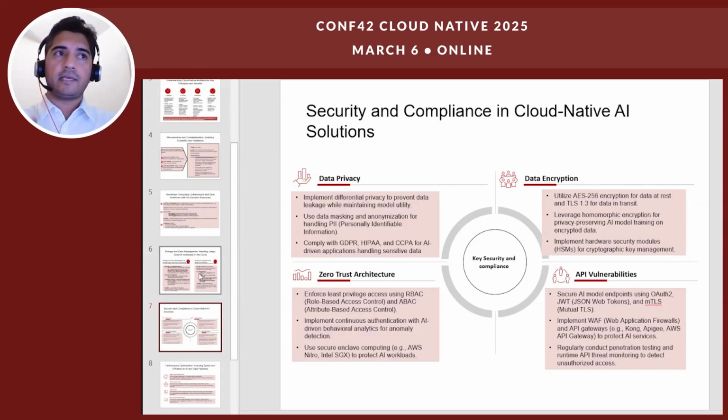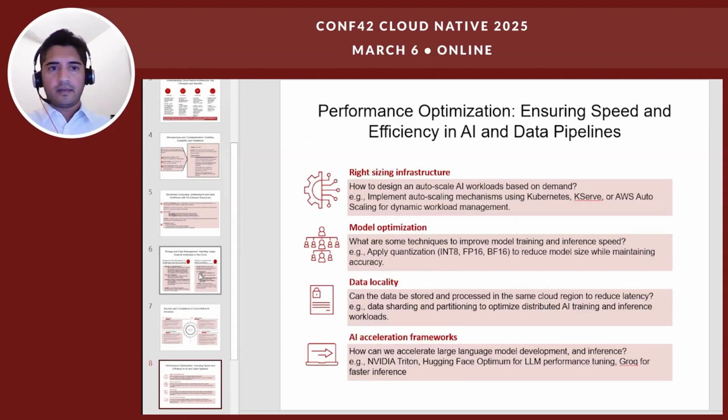So how to secure the AI models? Endpoint security, which is using OAuth2 or JSON Web Token, JWT, or mutual TLS or SSL 2.0. A web application firewall, again, is very important to help us secure API gateways to protect AI services, the endpoints. And it's really important to regularly conduct penetration testing, and your architecture must be privacy and security first. This is really very important when we are in the journey of building AI solutions in cloud native architecture fashion.